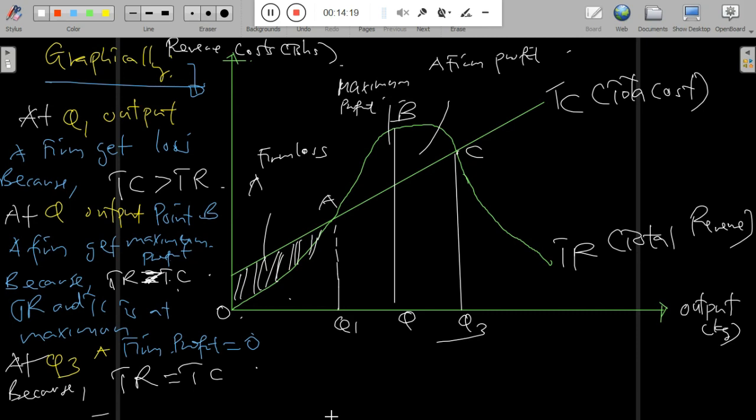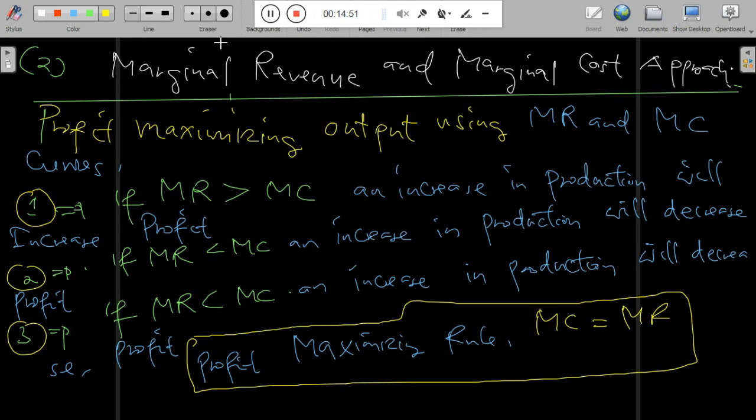So after looking at the maximization of profit graphically, it will be better now we jump to another concept on how we can identify the maximization of profit by using the second approach, that is the marginal revenue and the marginal cost approach. So under this approach, a firm's profit maximizing behavior can be explained in the short run and long run period.